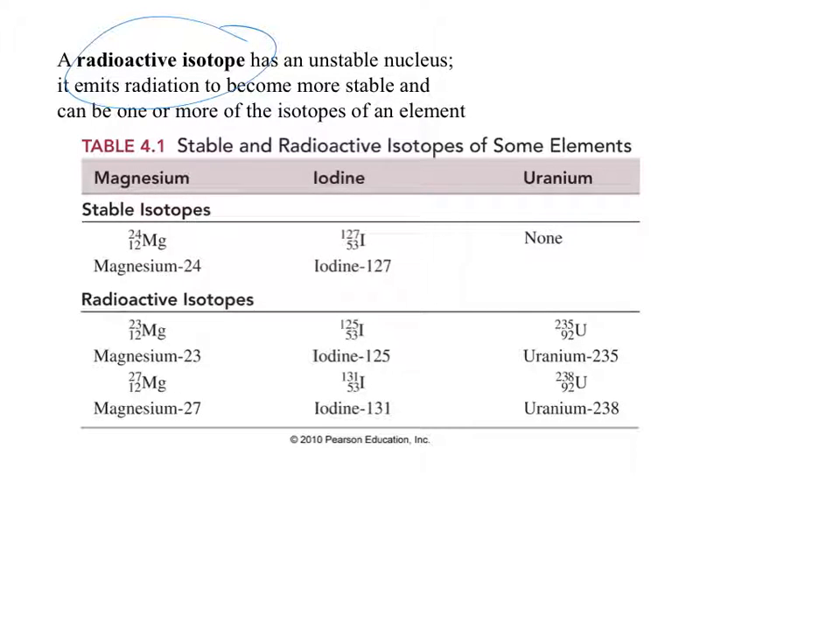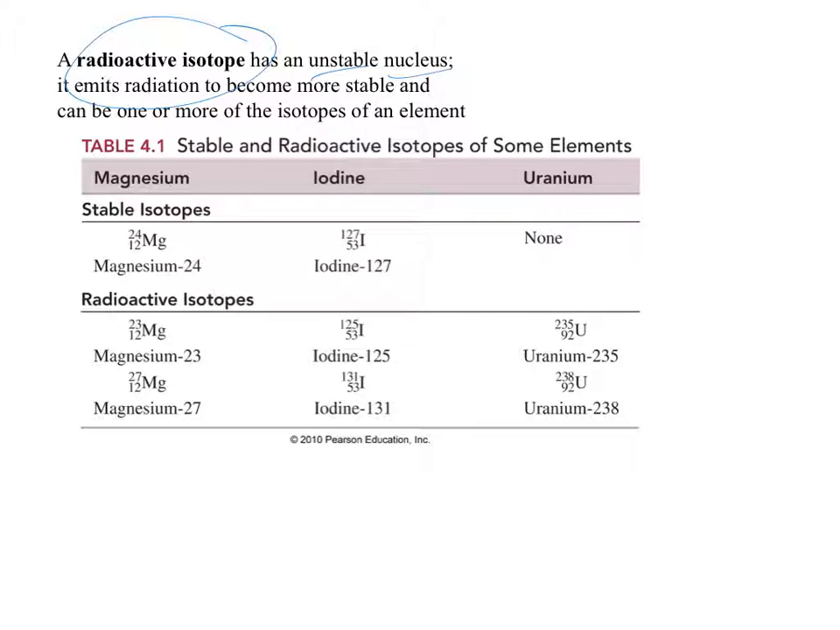Radioactive isotopes are isotopes like we've learned about before, but these are special in that they have an unstable nucleus versus a more stable one. So what happens, as you can see here from the definition, is that an unstable nucleus really wants to become stable, and it does that when it emits radiation. And after it emits the radiation, it becomes more stable.